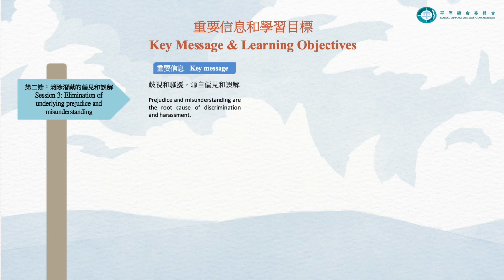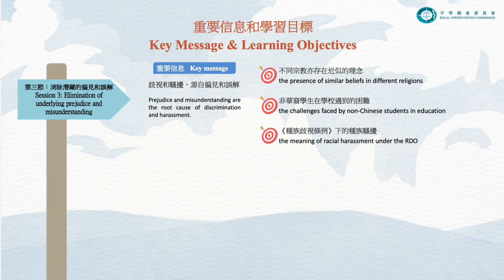In Session 3, we aim to help students understand the presence of similar beliefs in different religions to learn the importance of eliminating underlying prejudice and misunderstanding about the non-Chinese population. The tutorial video about the story of a non-Chinese student will teach them about racial harassment.